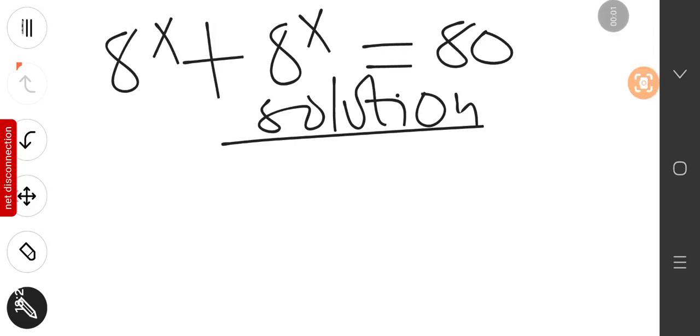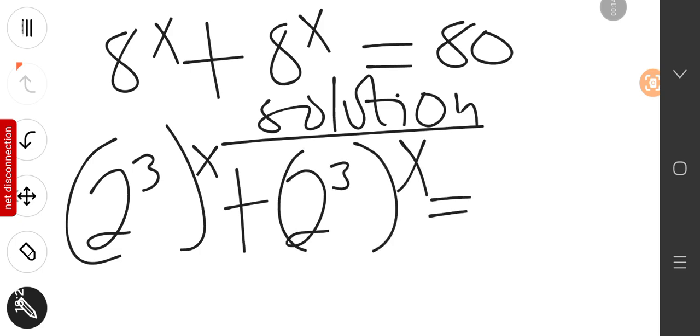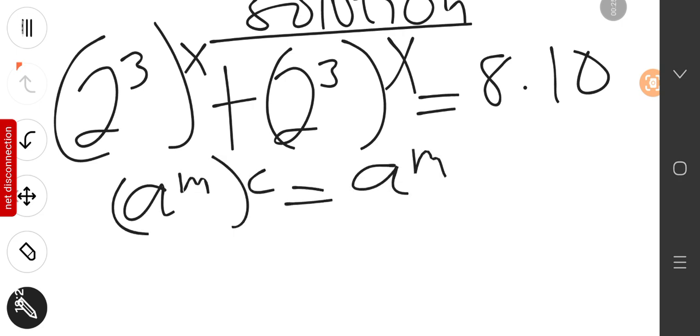So we have 8^x + 8^x = 80. So we're going to have 2^3 raised to the x plus 2^3 raised to the x equals, now 80 is the same as 8 times 10. So let's apply the power of a power rule here. So (a^m)^c should give us a^(mc).